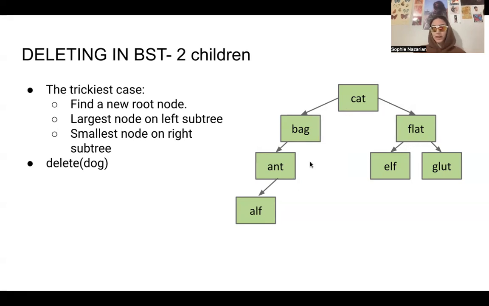Everything to the left side of cat is less than, everything to the right side of cat is greater than. The next option we have is actually the smallest node on the right side of the subtree. So the smallest node on the right side of the subtree would be elf. So if we replace dog with elf, this is what our structure is going to look like. And once again, it doesn't violate anything. This is a completely valid BST tree.